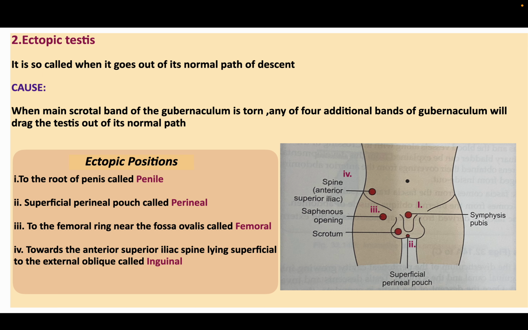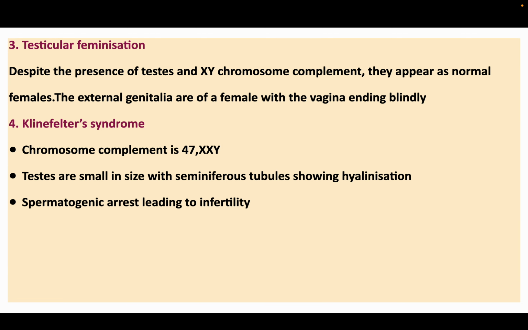So you can see in the diagram, ectopic positions are to the root of penis, we call it penile testis. If it is lying in the superficial perineal pouch, we call it perineal testis. If they are lying in the femoral ring near the fossa ovalis, we call it femoral testis. Towards the anterior superior iliac spine, lying superficial to the external oblique, we call it inguinal testis. So these are the conditions.